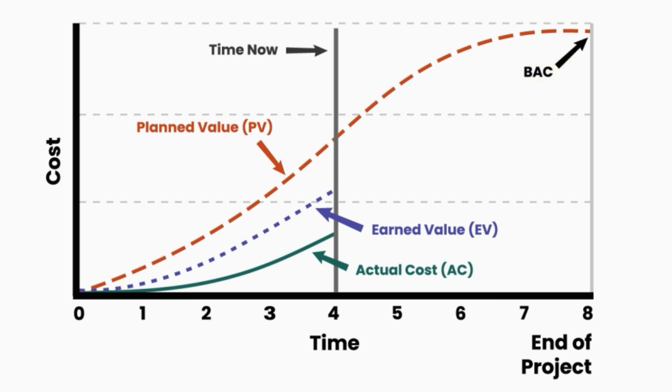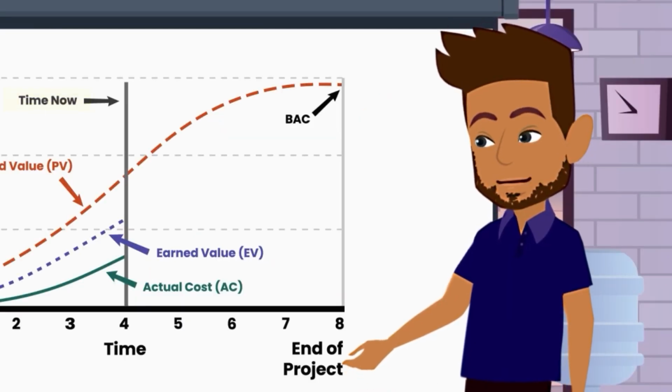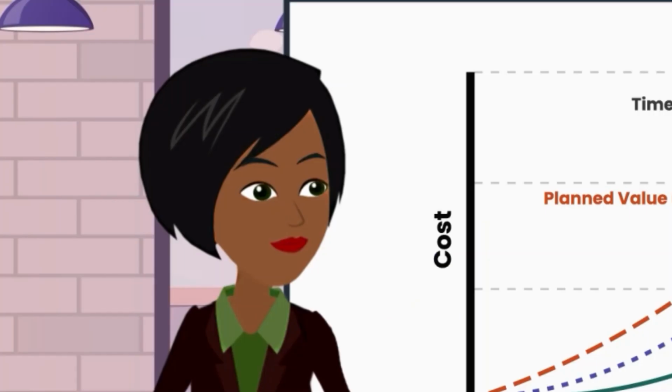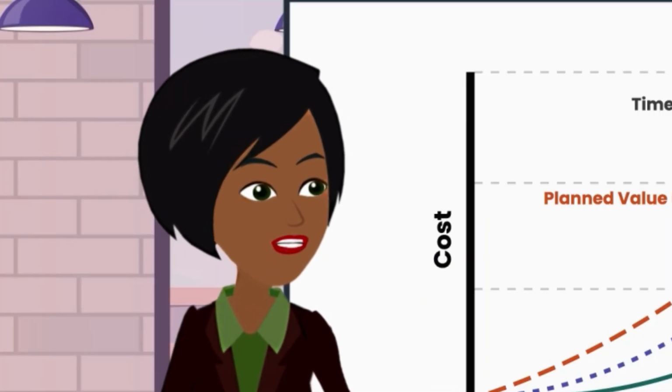Tell me about the other lines in the graphic. Sure, the vertical line is what I would call the time now line. Note that that line is at period 4. I see it. So, are we assessing the situation at the end of period 4? Yes, indeed.